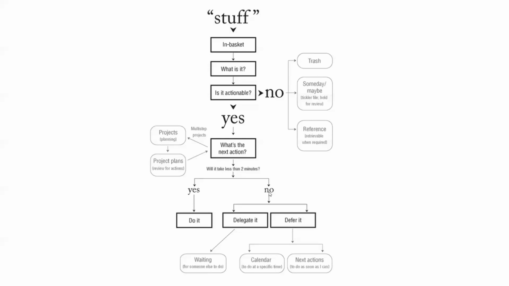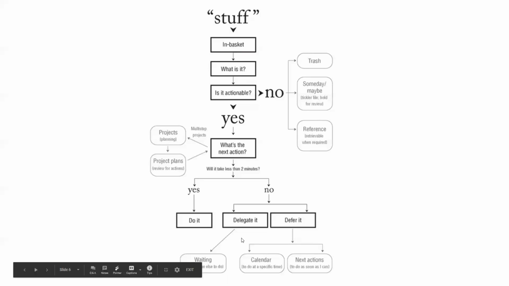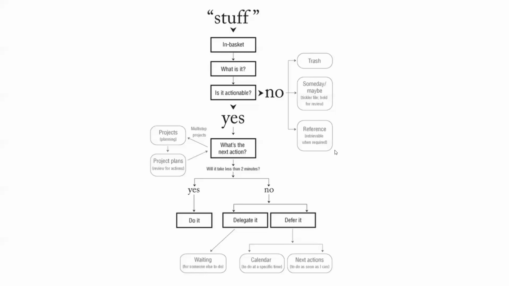If it's longer than that, then we have a couple of options. Either you can delegate it, particularly if you are a manager or if you have other people who are helping you out, get it to the right person who should be doing it. And in that case, we'll put it in our waiting list because we do need to check that they have completed that thing. We don't just want to forget about it and then run into problems down the road when we find out that they haven't done it.